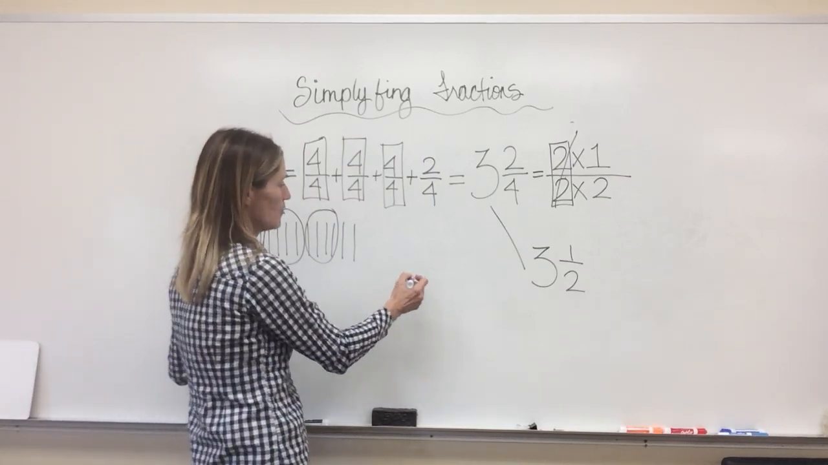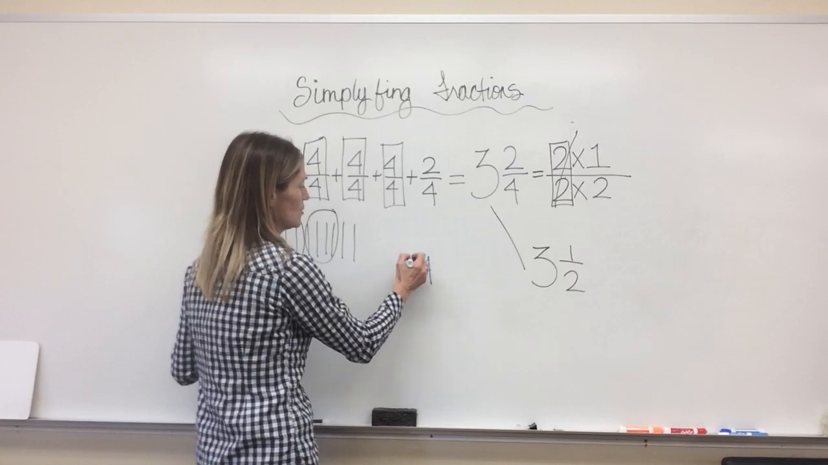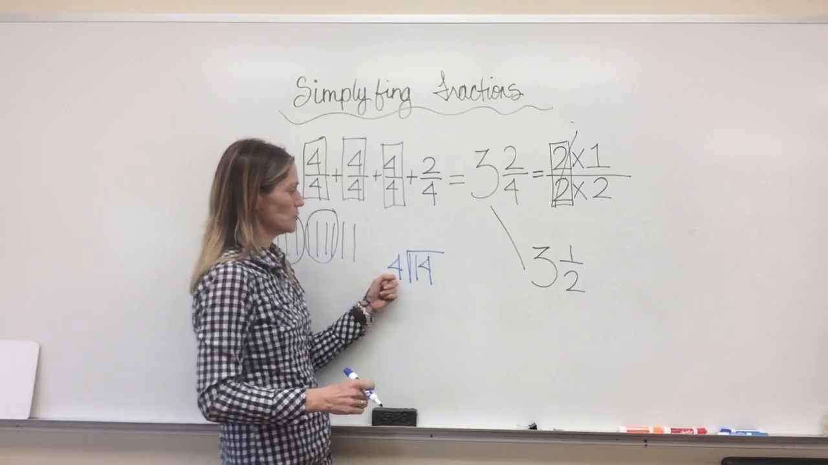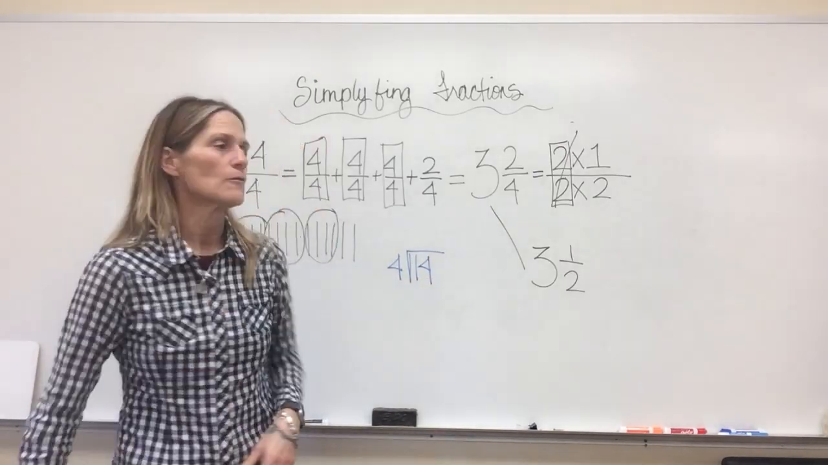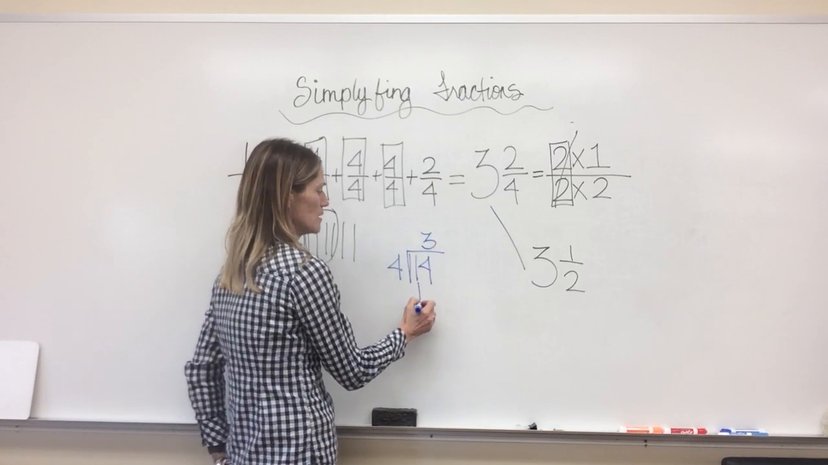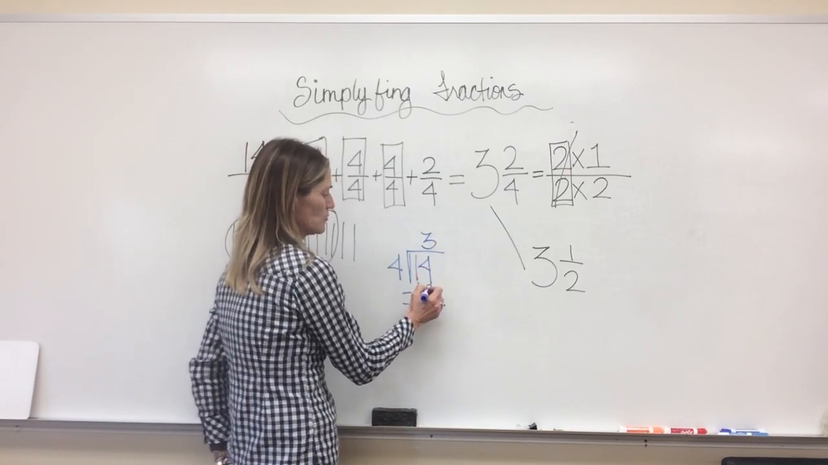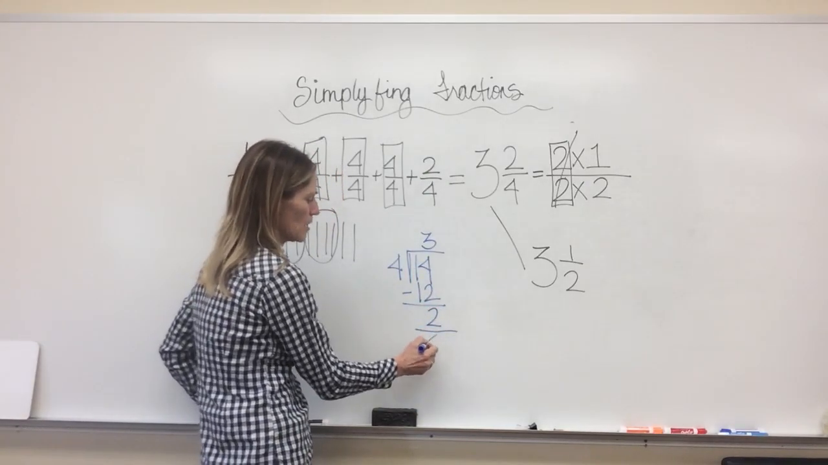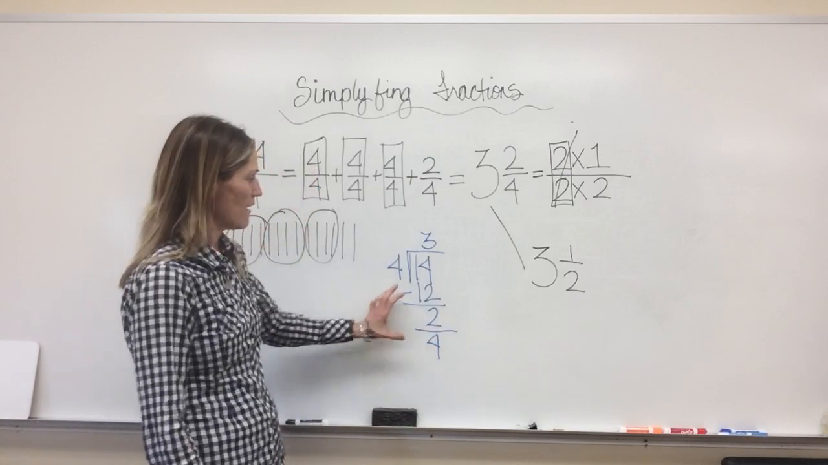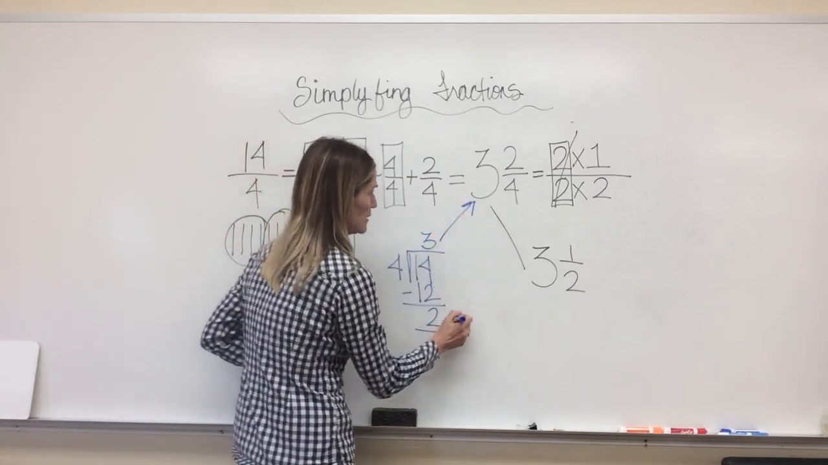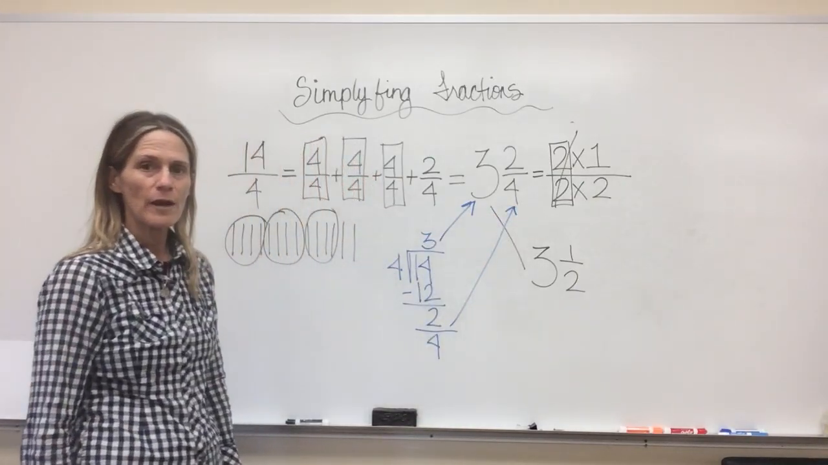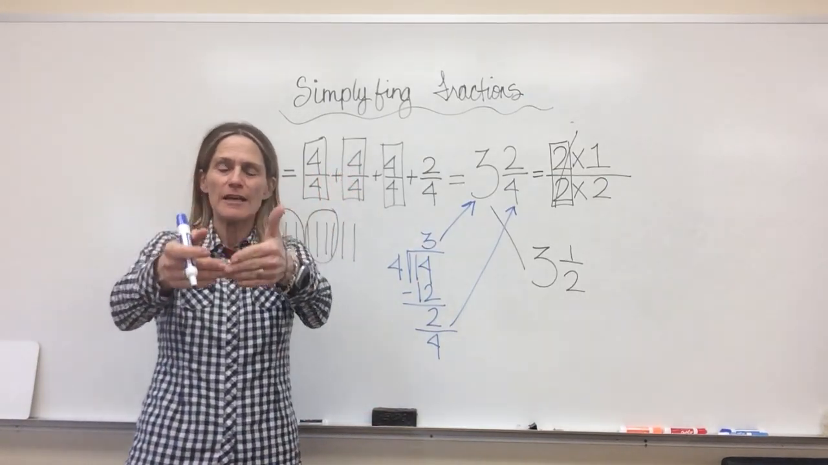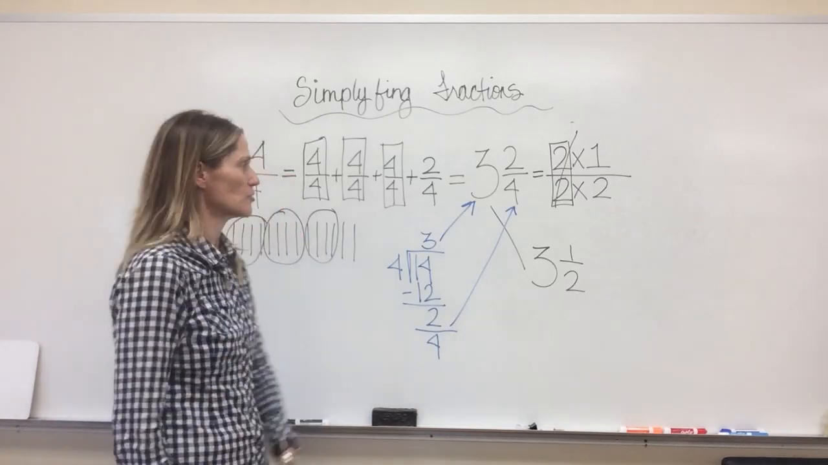If I look at it in the other way, I would say 14 divided by 4. Okay? How many groups of 4 are in 14? 3. 4 times 3 is 12. 14 subtract 12 is 2. My 2 becomes my numerator. My 4 becomes my denominator. I have this exact same problem right there. It's the exact same answer. It's just 2 different roads to get to the exact same answer.